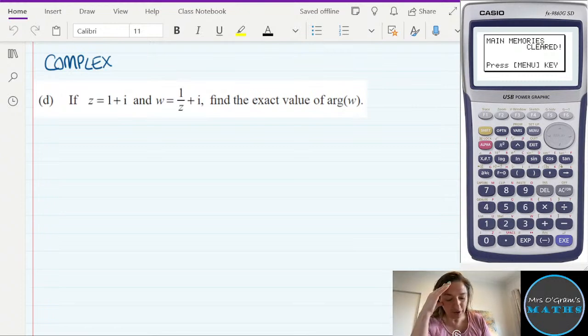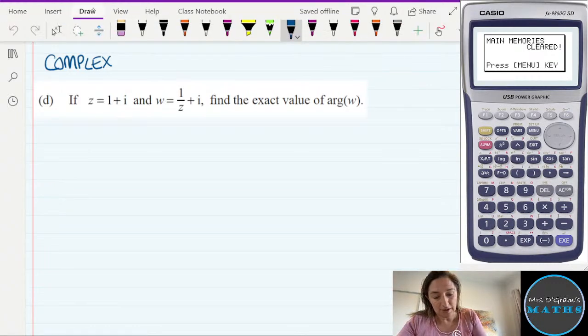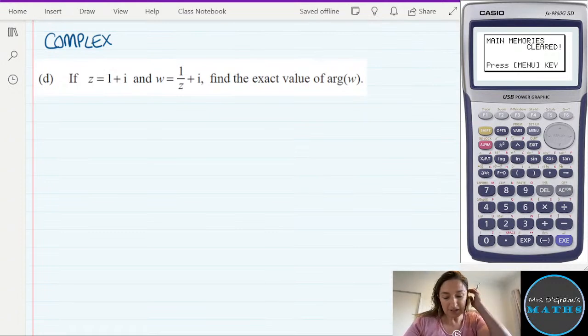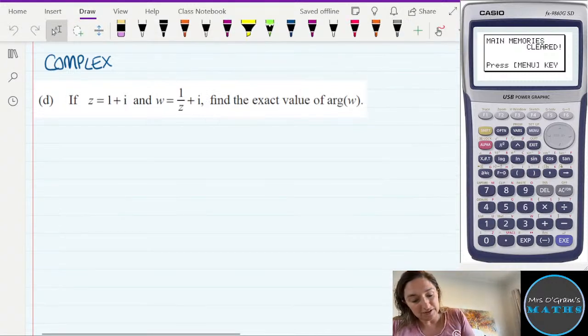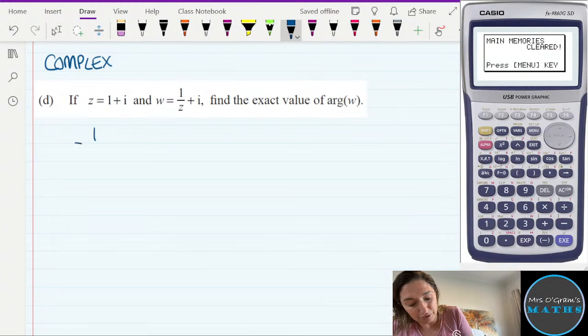Okay, so let's go with this complex numbers question first of all. We have this setup with z is 1 plus i, and w is 1 over z plus i. What we're going to do with that is work out w equals 1 over z plus i first. So this is the same as if we were to put z in like this. That's 1 over 1 plus i, plus i.